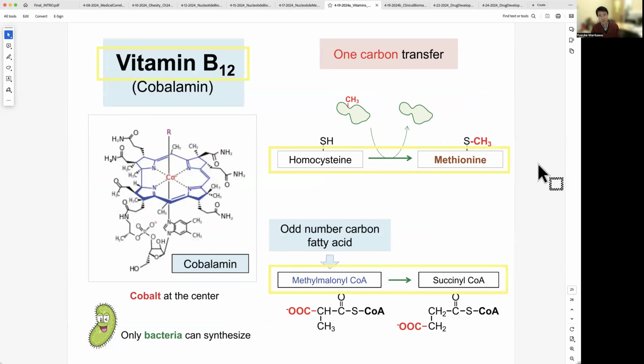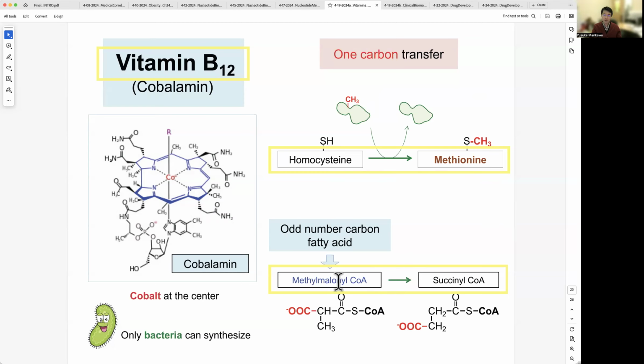I emphasized B9's importance early on, but here I'm going to emphasize the importance of B12. There are only two reactions that are very important in our life that depend on B12, so just know those two. First, homocysteine to methionine conversion requires B12.